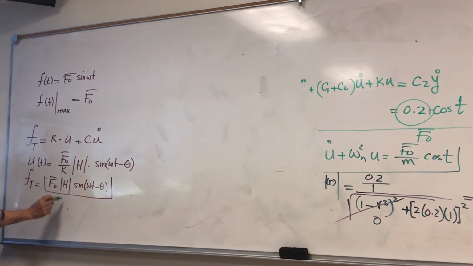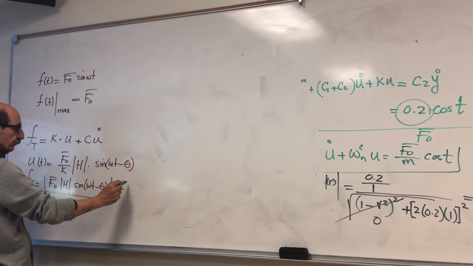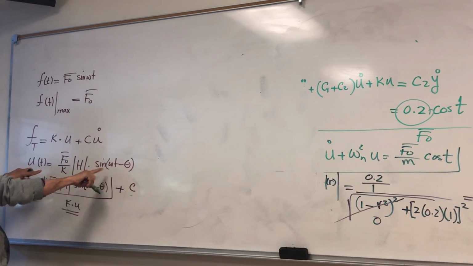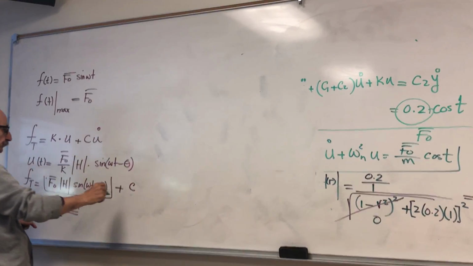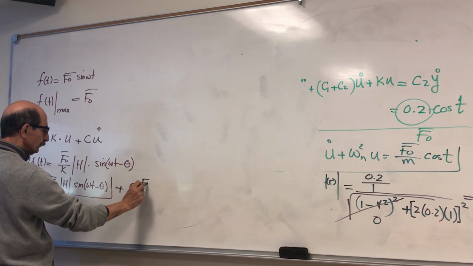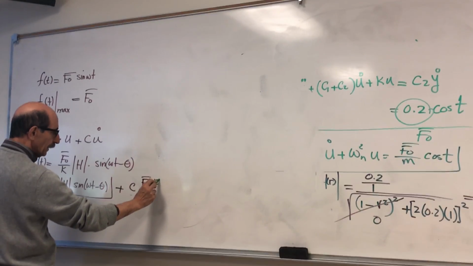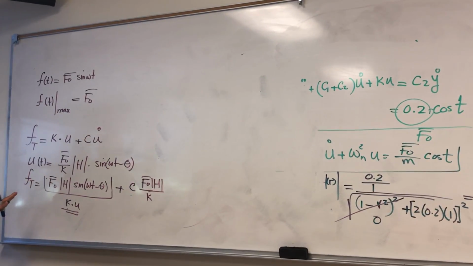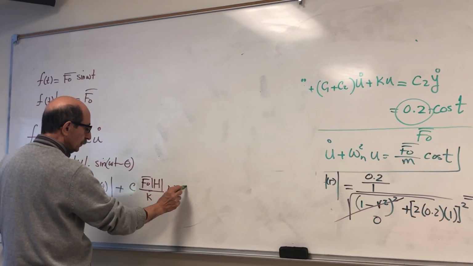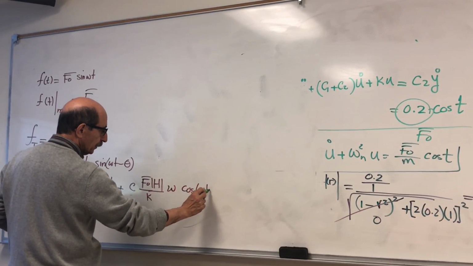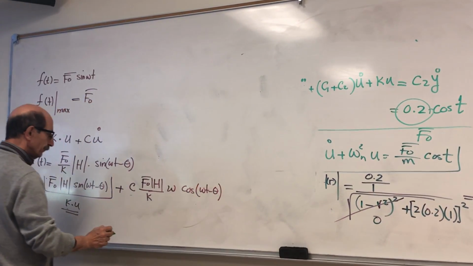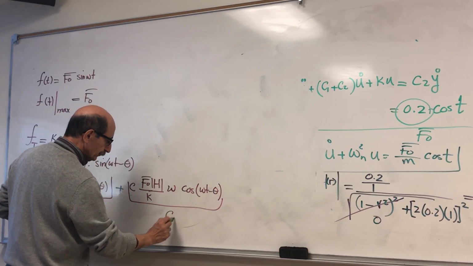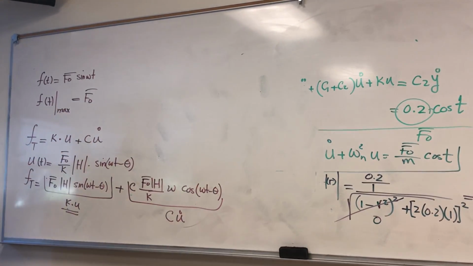So this is k u, right? Plus c times the derivative of this, right? If you take the derivative, you see that this would be F0 H divided by k, times that omega, cosine of omega t minus theta, right? So this is c u dot.